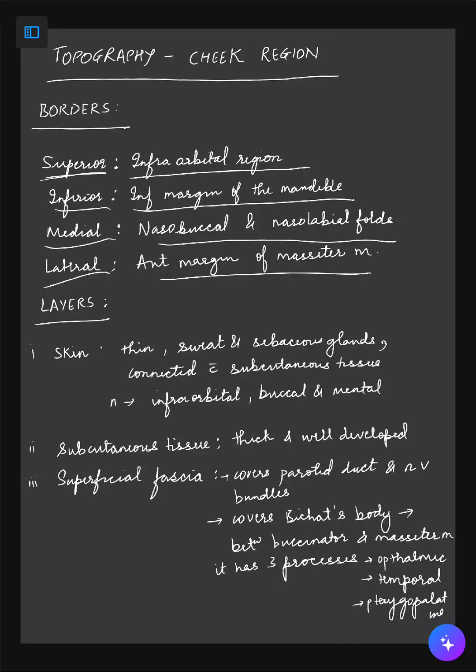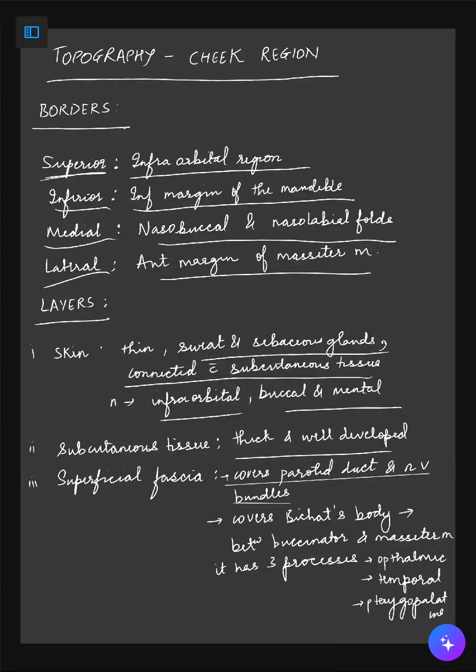Now the layers. First is the skin. It is thin, with sweat and sebaceous glands, and is connected to the subcutaneous tissue. The nerves are the infraorbital, buccal and mental nerves. The subcutaneous tissue is thick and well developed, and the superficial fascia covers the parotid duct, nerves and neurovascular bundles. Just remember this: the superficial fascia of the cheek covers the parotid duct. It also covers Bichat's fat body, which lies between the buccinator and masseter muscles, and has three processes: ophthalmic, temporal and pterygopalatine.